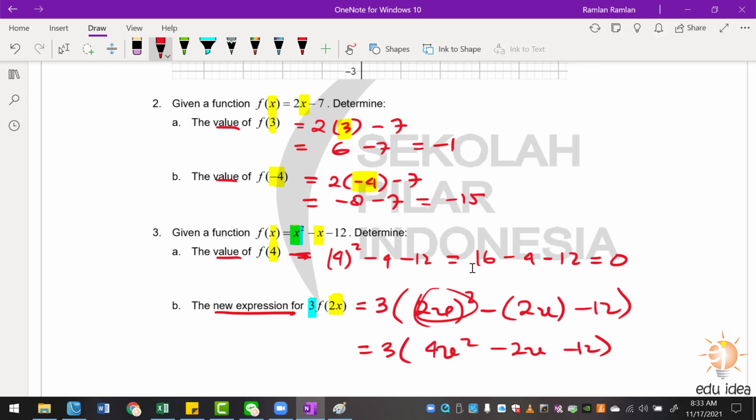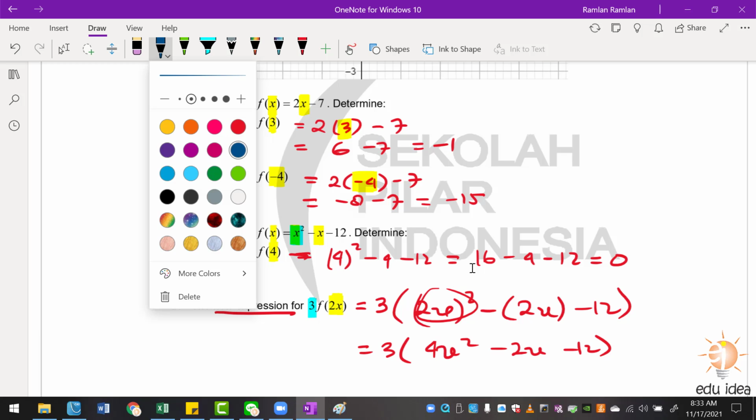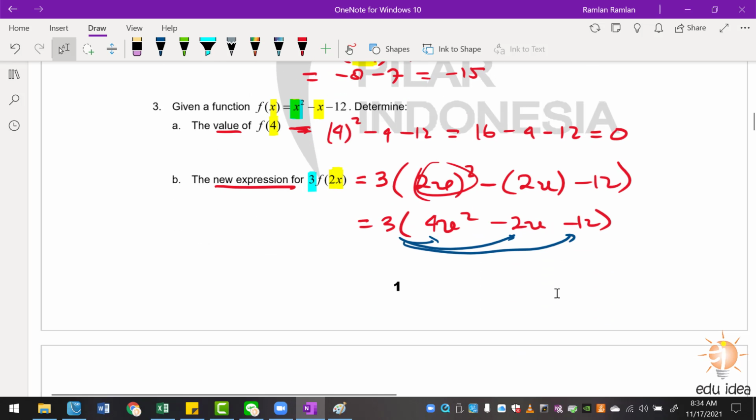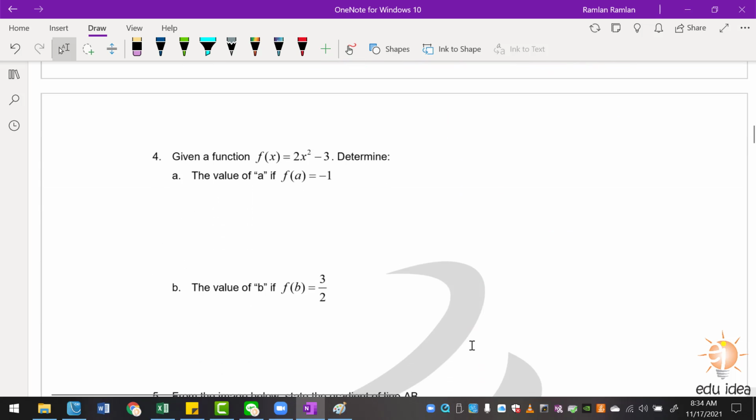And then because I have a bracket and I have 3, you only need to multiply that 3 and distribute it to all of the terms inside the bracket. You multiply it like this. So that will be 12x squared, and then minus 6x, and minus 36. And there you go, you have the new expression for this. Next up, number 4.